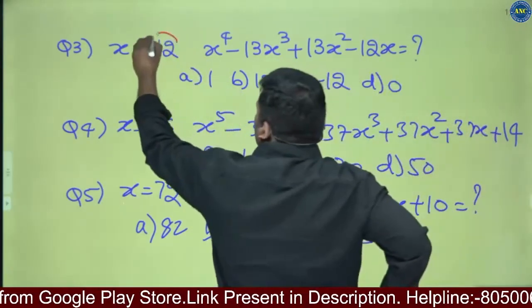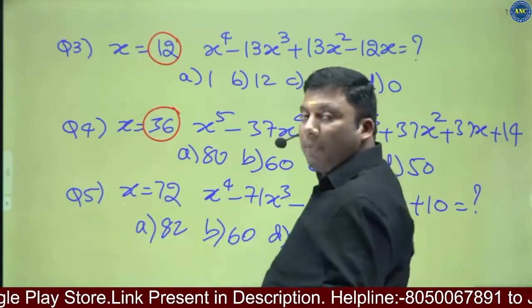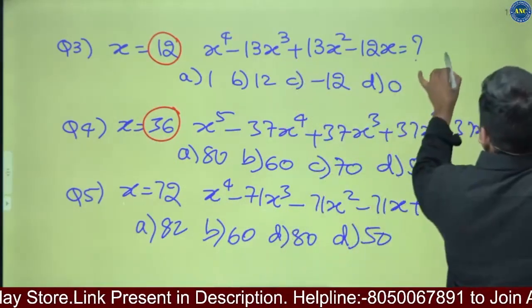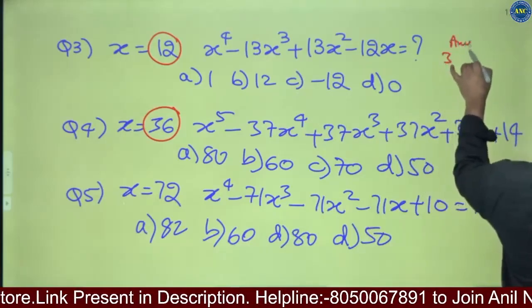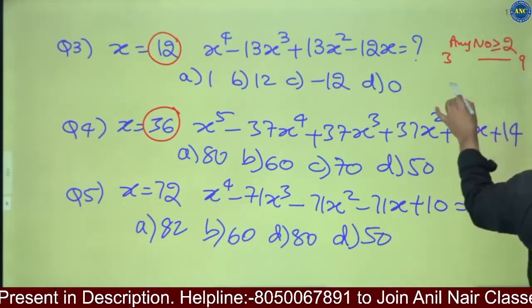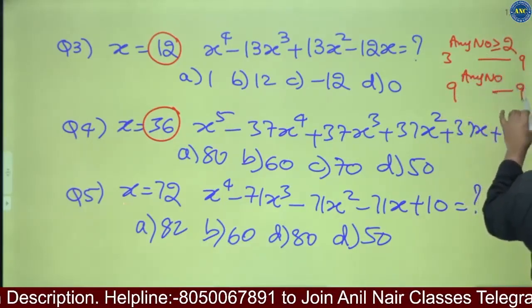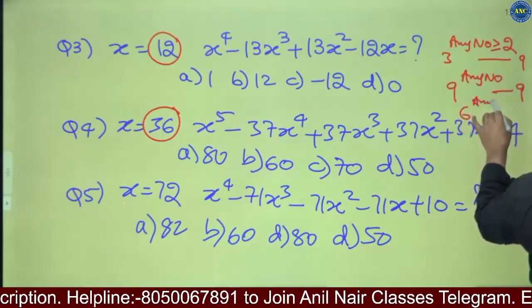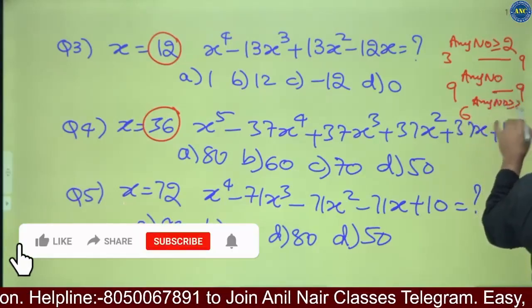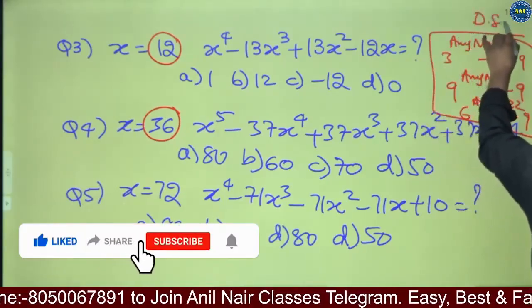12, digital sum is 3. 36, it is 9. 9 power any number, digital sum is 9. 3 power any natural number greater than or equivalent to 2, digital sum is 9. 9 power any natural number, it is 9. 6 power any natural number greater than or equivalent to 2, digital sum is 9. I hope it is clear.